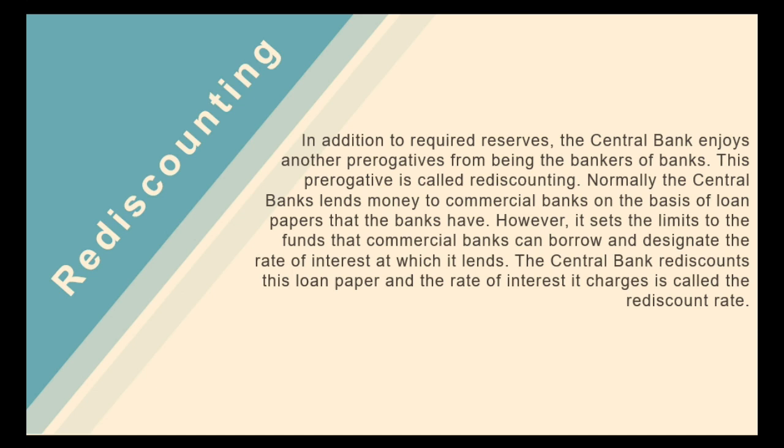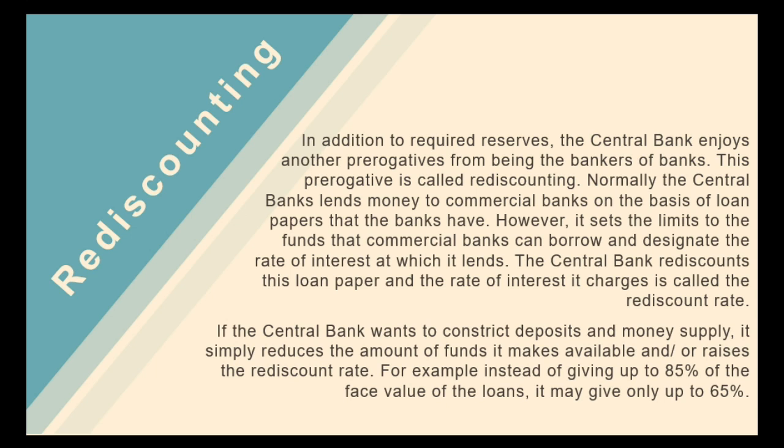And so if the central bank wants to constrict deposits and money supply, it simply reduces the amount of funds it makes available and/or raises the discount rate. For example, instead of giving up to 85% of the face value of the loans, it may give only up to 65%. So the rediscount rate also provides a signal to the commercial banks on the trend of interest rates in general, and is therefore helpful when the central bank seeks to control interest rates.